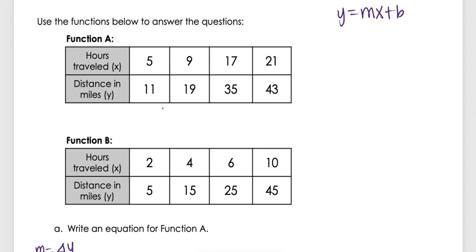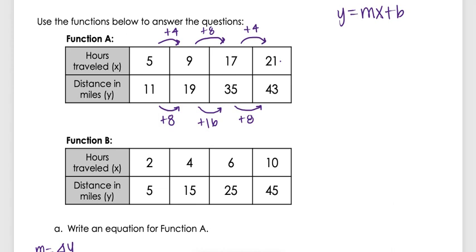So I see to get from 11 to 19, I'm going to add 8. Another way you can think of that is 19 minus 11 gets me 8. From 19 to 35, I need to add 16. And then 35 to 43, I again add 8. And then for my x, from 5 to 9, I'm going to add 4. 9 to 17, 9 plus 8 equals 17. And then 17 plus 4 gets me 21.